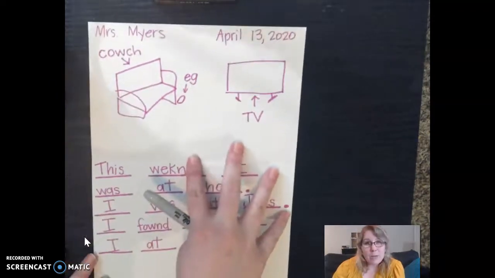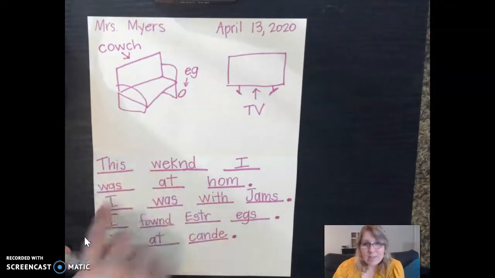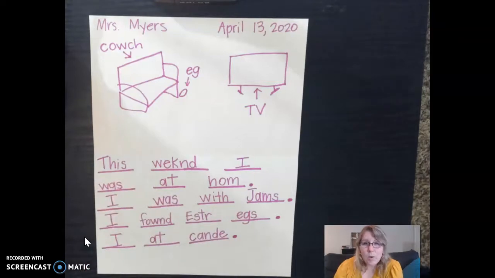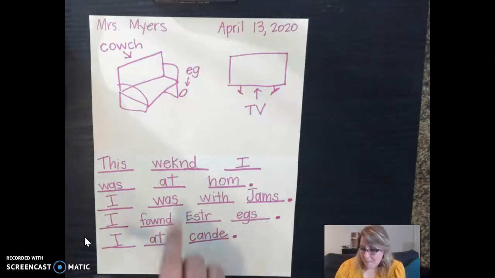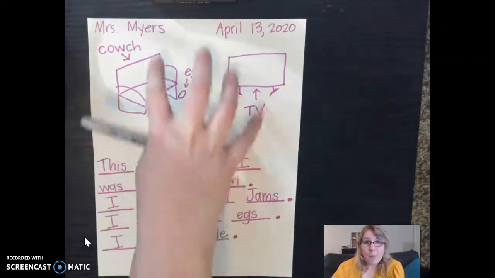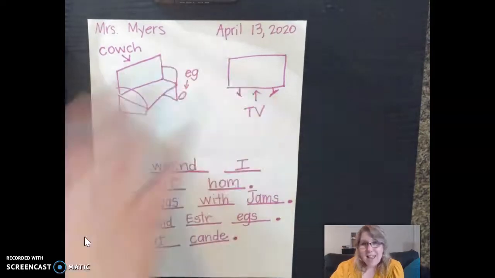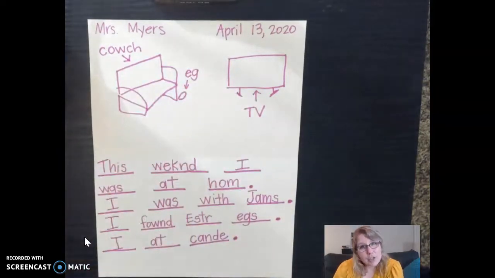But this is what I want you to work on. I want you to tell me what you did this weekend. Whether you played a game with your family, whether you went Easter egg hunting, maybe you went and played outside. I want you to write about it. I want you to draw about it. And I want you to send it to me. Take a picture, record yourself telling me about it. But I want to know, what did you do this weekend?